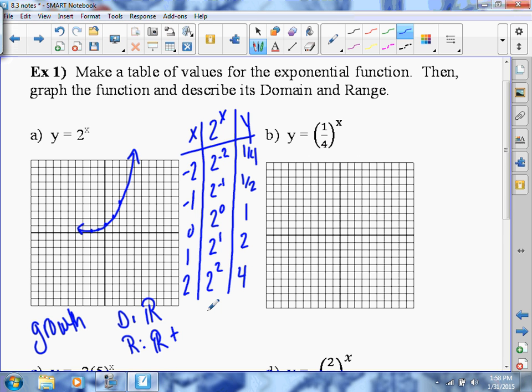So just think for that positive in the range, it's going to be wherever the graph is actually physically located. So the graph is in the top half where all of the y values are positive. So your range is going to be all real positive. If your graph was located down below, that would be all real negative because that's where all the negative y values are.